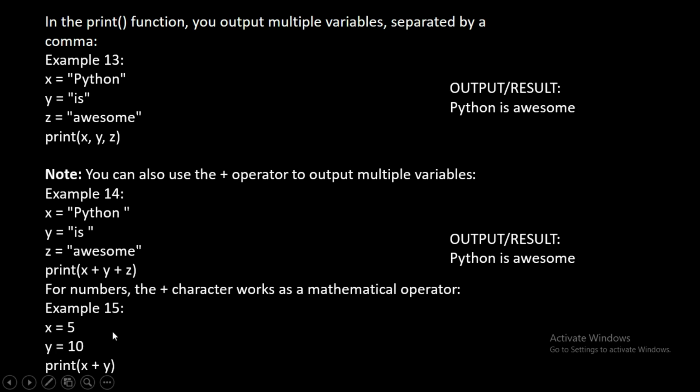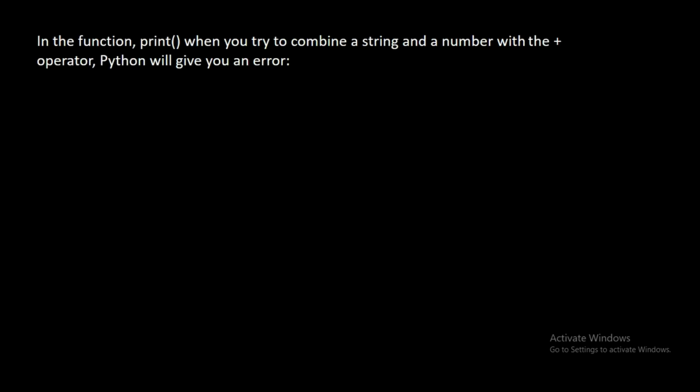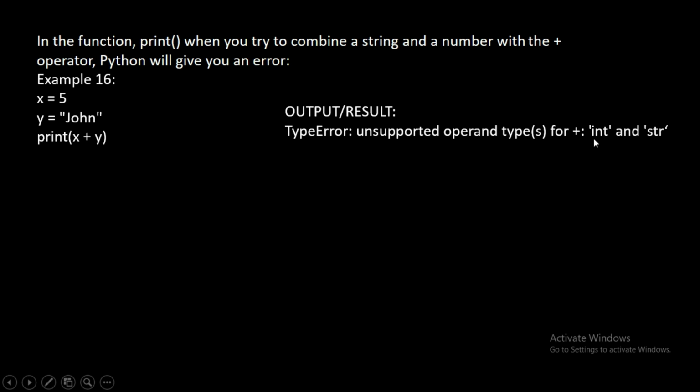Well, you can see we have two variables, x and y, where the first one is 5 and the second one is 10. The output is 15. In the print function, if you want to combine a string and a number with an addition sign, Python will give you an error. Like in this example, x = 5 and y = "John". After just the addition sign, you will see this error in the output, because the first variable is an integer type and the second variable is a string type, so that's why it gives an error.